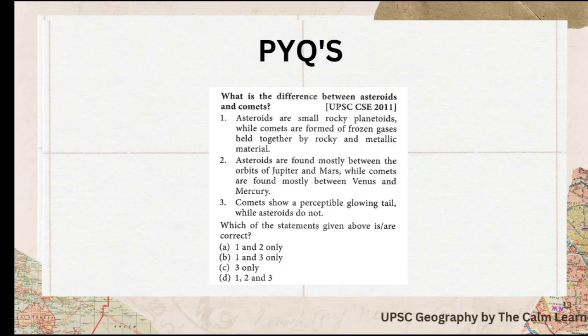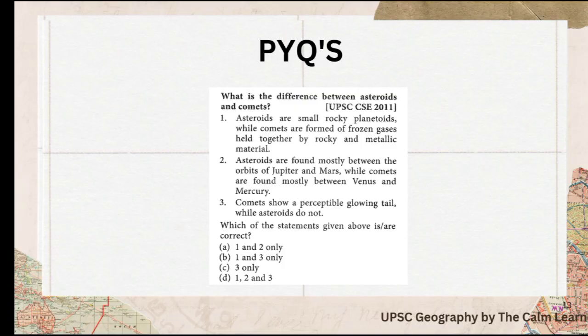As we have discussed already, in option 1 it is given that asteroids are small rocky planetoids, which is a correct statement, as they are minor planets which are rocky, airless, and remnants from the leftover early formation of the solar system. And it is also given that comets are formed from frozen gases held together by rocky and metallic material. This is also correct, as comets are cosmic snowballs of frozen gases, rock, and dust that orbit the sun. So, we can say the first option is correct.